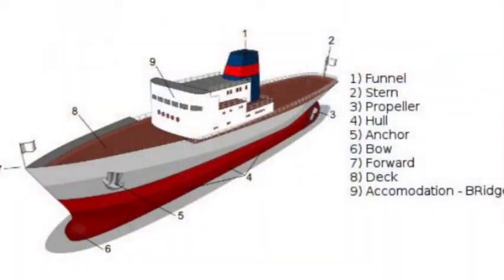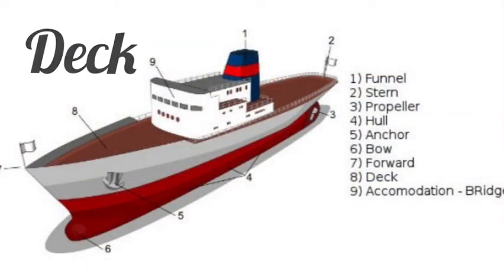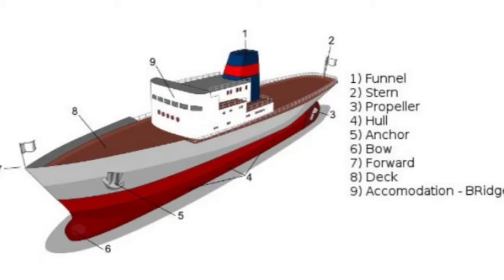The main body of a ship is called the hull. A deck is a floor or covering of the ship's hull structure. Above the upper deck is the accommodation. It is the place where the bridge and the permanent housing are located.